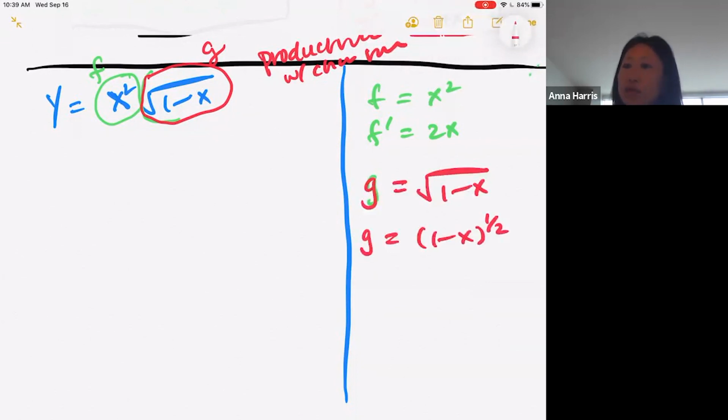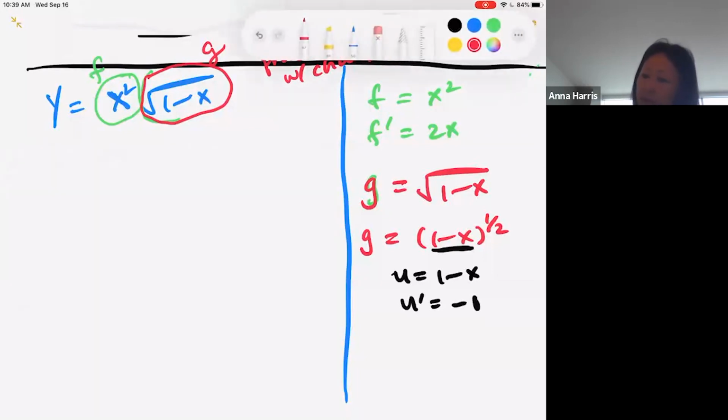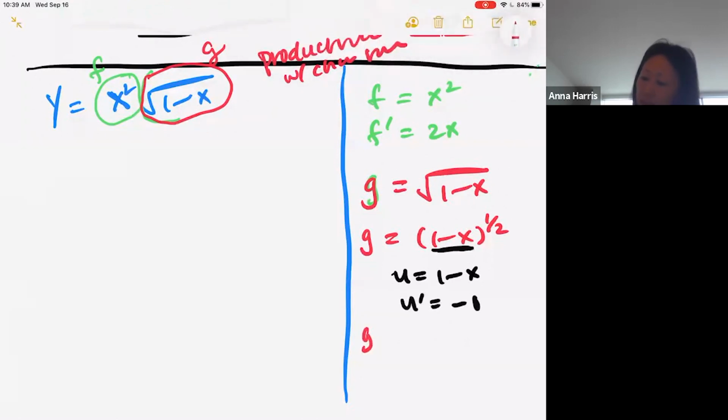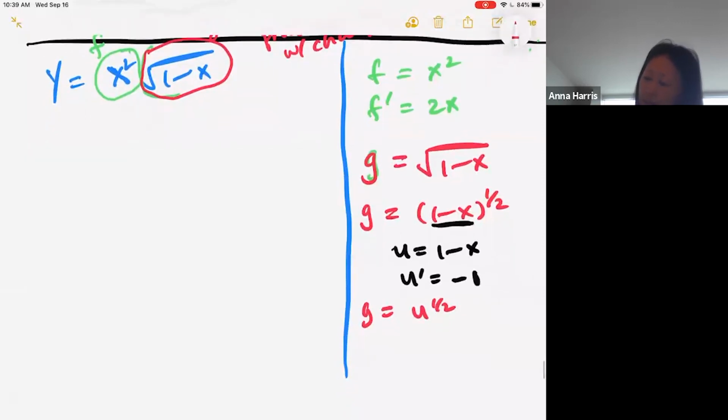And I'm going to say, I don't know how to do this kind of problem, so I need to do u substitution. I'm going to call that my u. So my u is equal to 1 minus x. u prime is equal to the derivative of 1, a constant, which is 0, and negative x is just negative 1. Then I can find my g prime. So g is equal to u to the 1/2. Then g prime is equal to 1/2 times u to the 1/2 minus 1, excuse me.